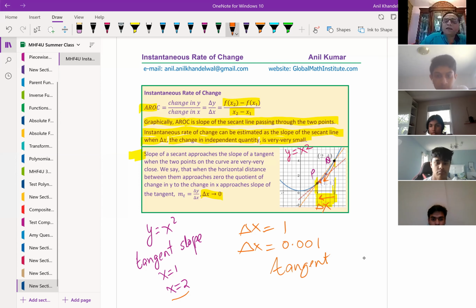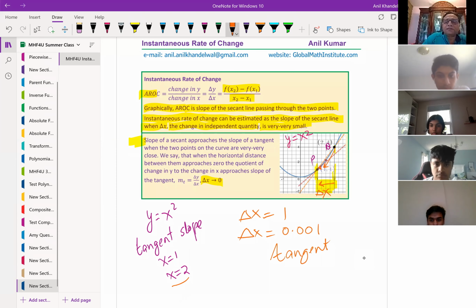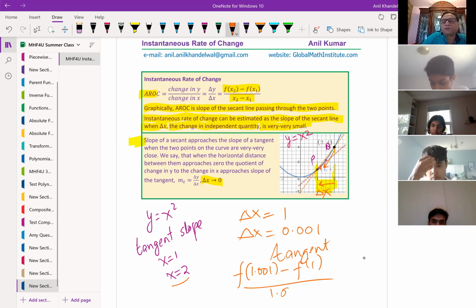Correct? So, in a way, what I'm trying to say is the formula now becomes f of 1.001 minus f of 1 divided by 1.001 minus 1. Is this point clear to you? We just gave the coordinate points. x1 is 1 for us. The value of the function at 1 is 1 squared, which is 1, right? So that is f of 1. And we will calculate the value of f of 1.001. This point is very, very close, where delta x is just 0.001.